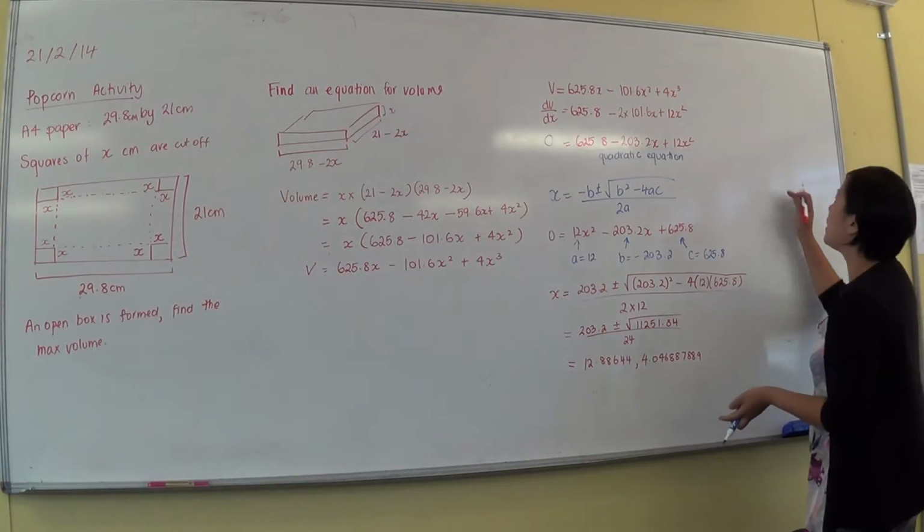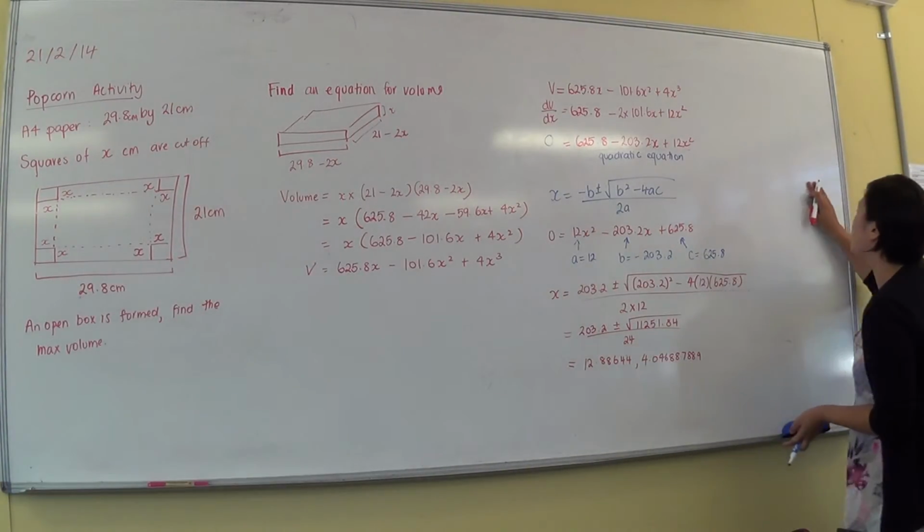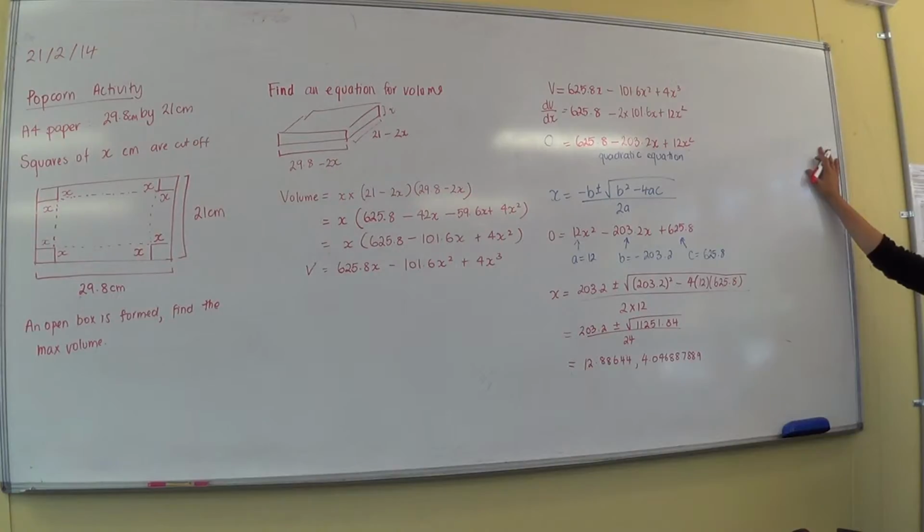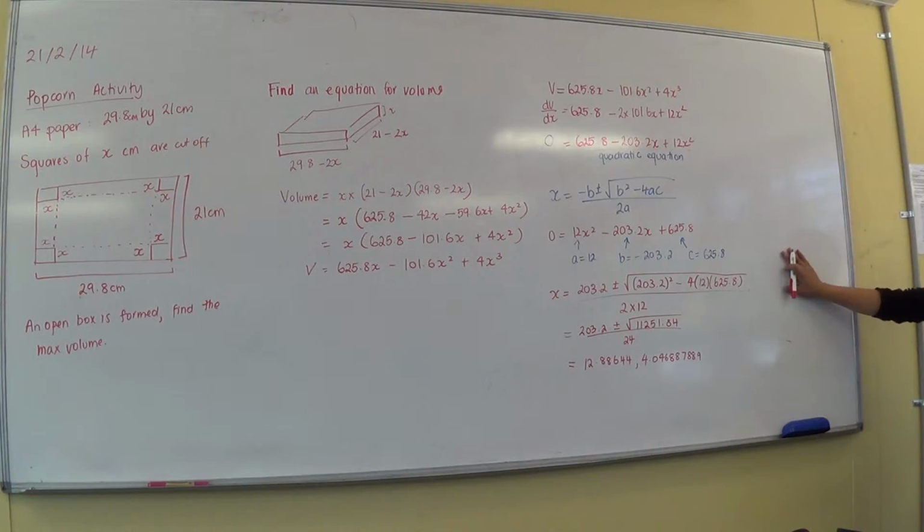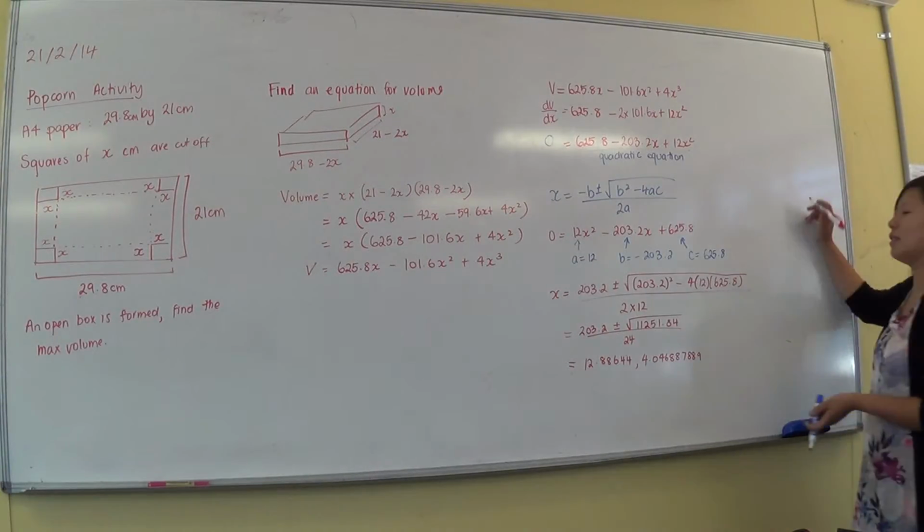So there's two ways of doing it. You can use a table of values, or you can move on to the second derivative. It's up to you which one you would prefer. Table of values or second derivative? Second? Alright, we'll do second derivative then.